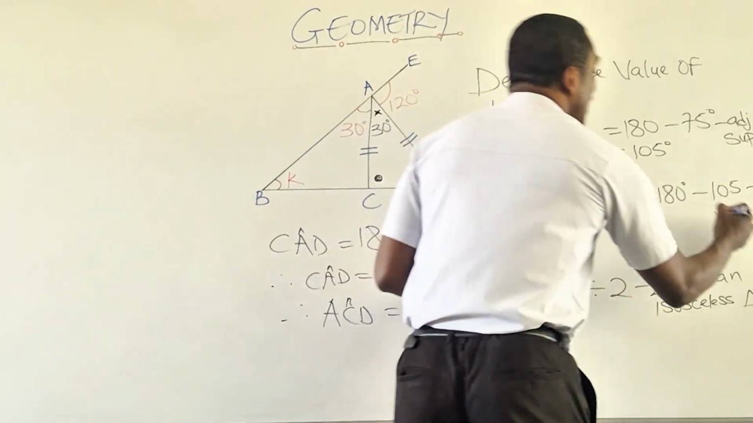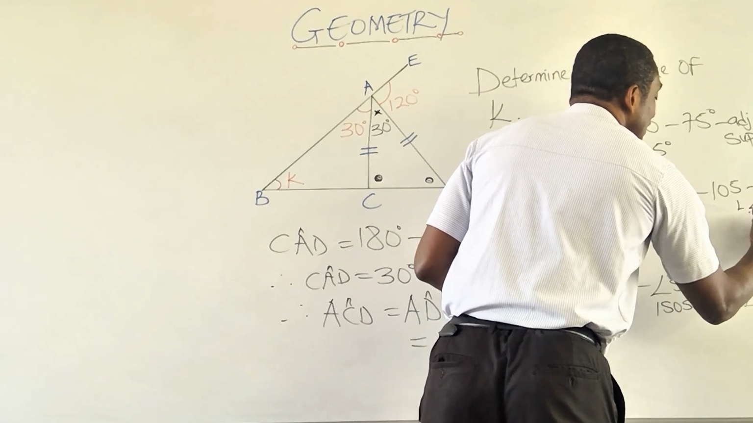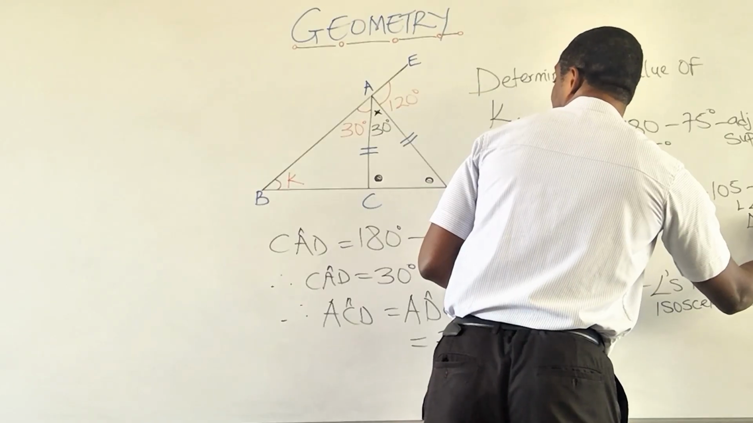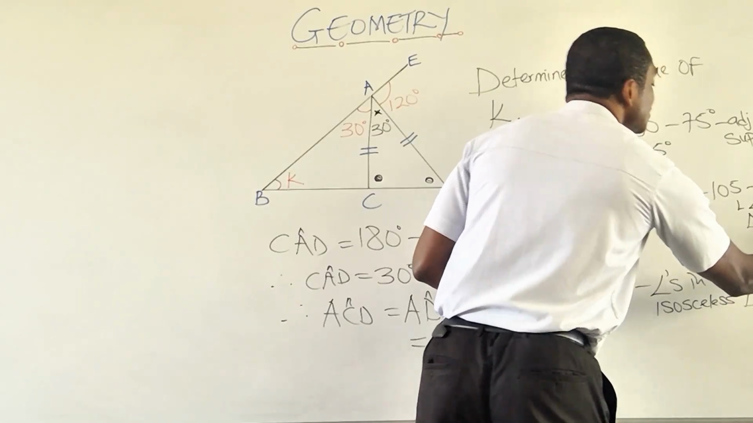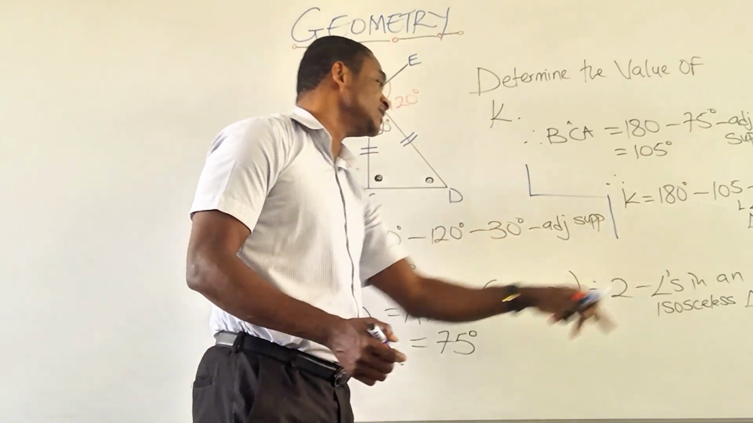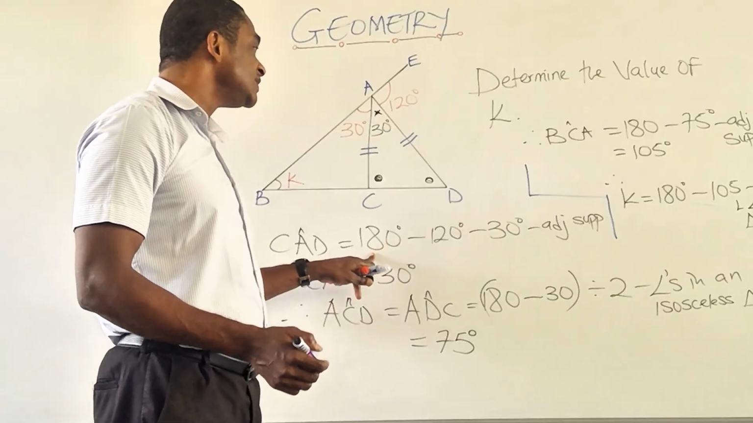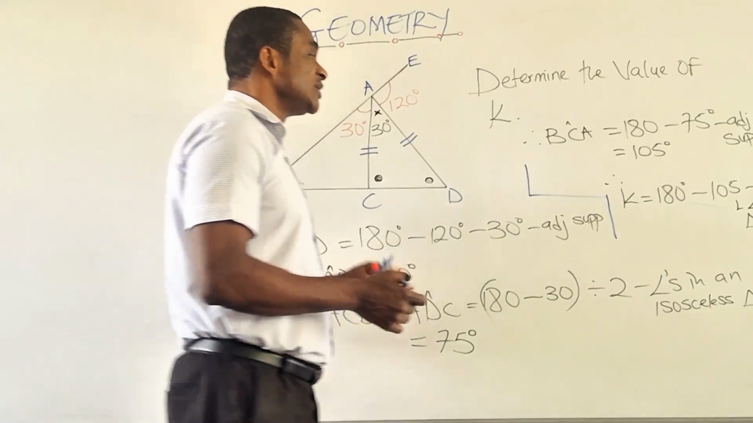And our reason is angles in triangle ABC. The sum of angles in a triangle is 180. That is where we got this 180. This 180 is also the sum of angles. This 180 is adjacent supplement.